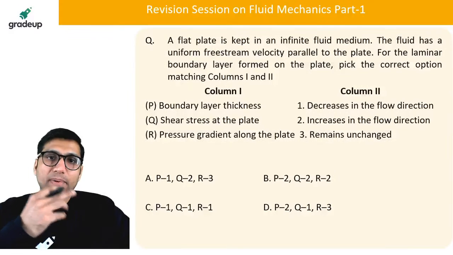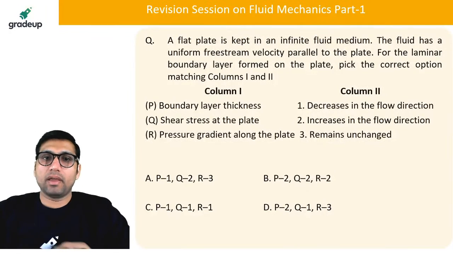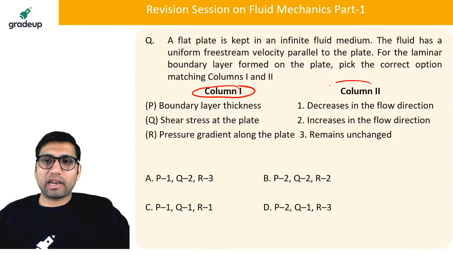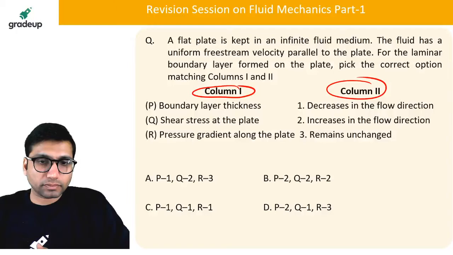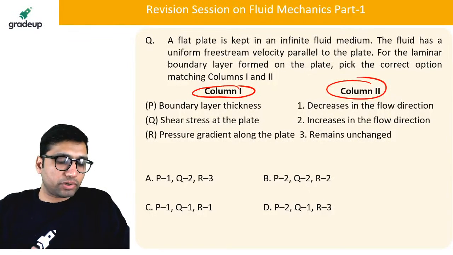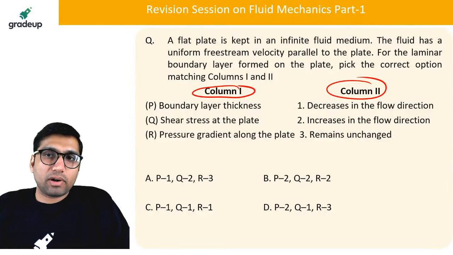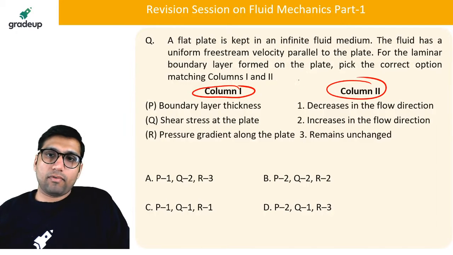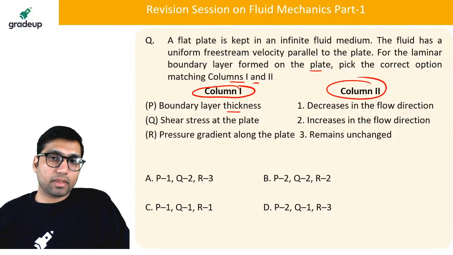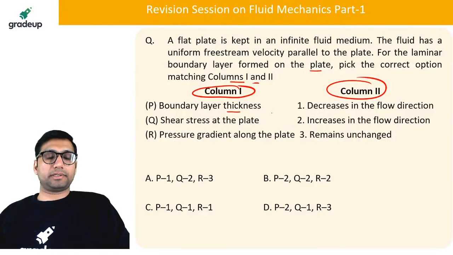Next question: a flat plate is kept in an infinite fluid medium. So we have to match column 1 and column 2. Quickly answer the question. Come on. You have to match the following in this question. Hurry up. We are having a rectangular plate and a flat plate. In column 1 you can see, for laminar boundary layer on the plate, pick the correct option between 1 and 2: the boundary layer thickness increases in the flow direction, decreases in the flow direction, or remains unchanged. Shear stress, pressure gradient along the plate.